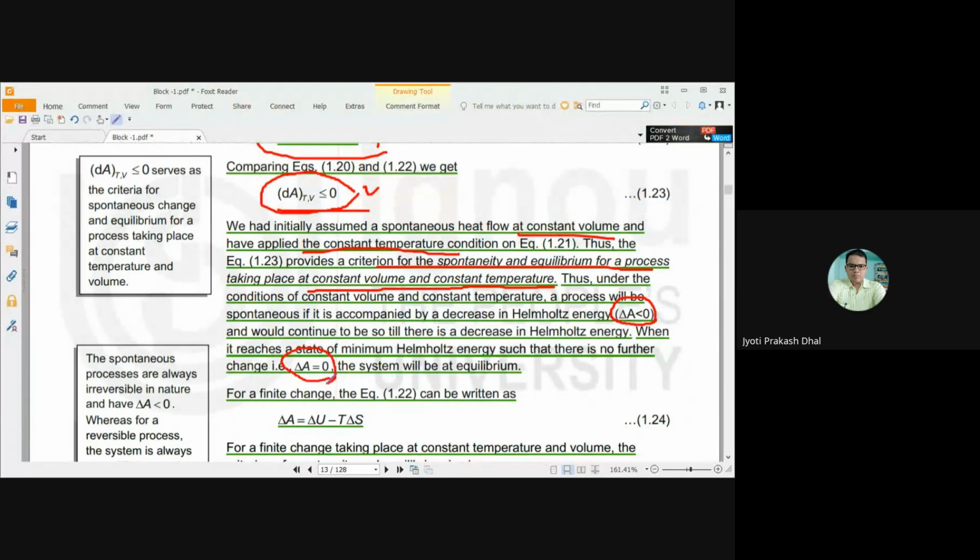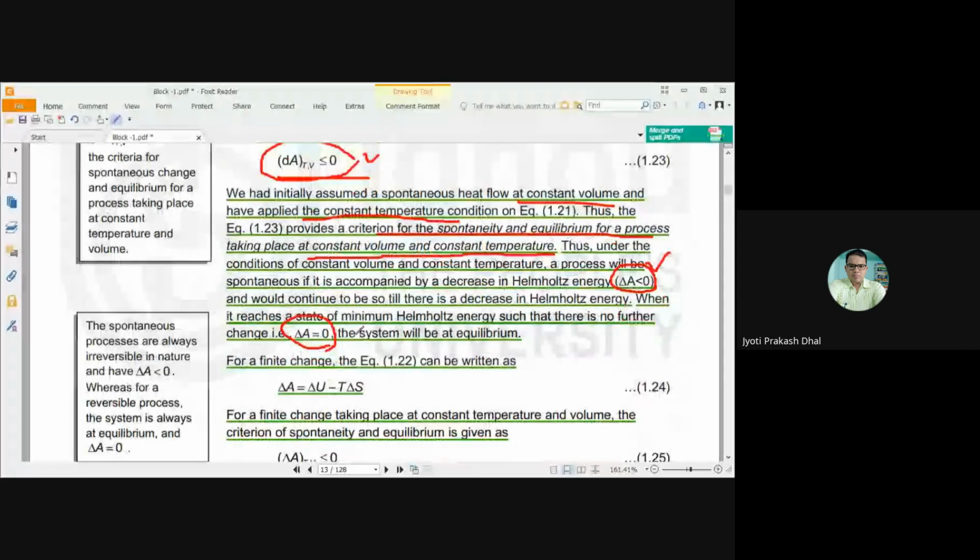will be in equilibrium. And again, for an overall change, or for a bulk change, if delta A means change in Helmholtz energy, so when delta A is less than 0, the process will be spontaneous. And when delta A equals 0, the process will be in equilibrium.